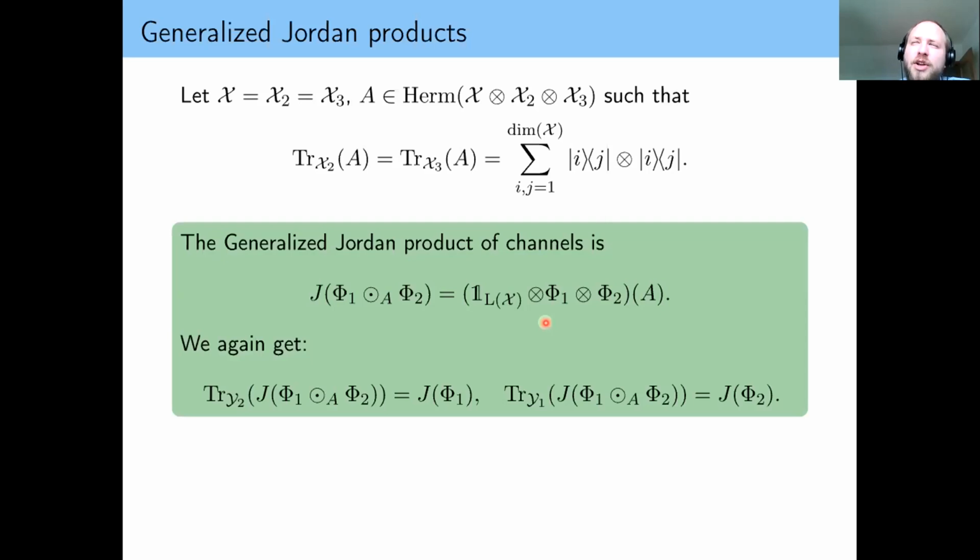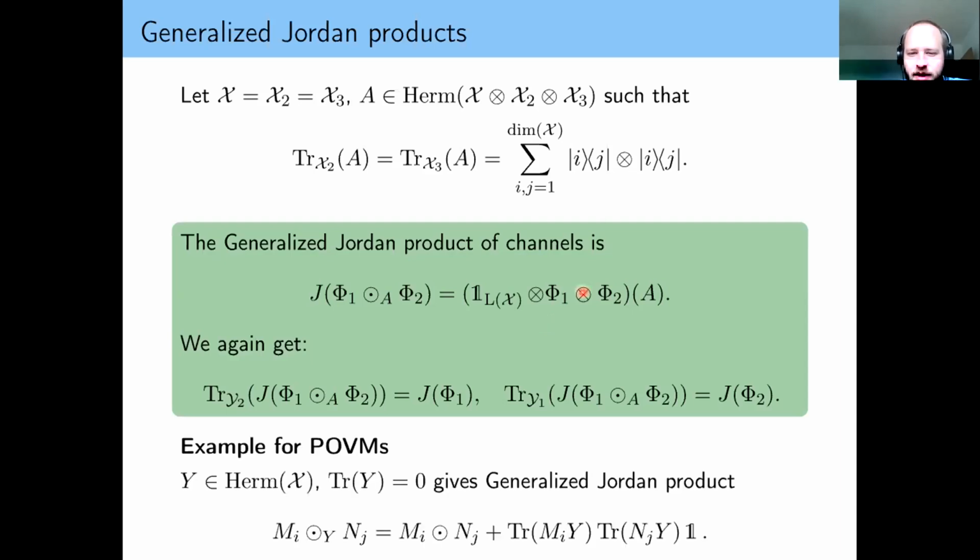So we can generalize this guess and we can generate more and more Jordan products of channels. One example that I find quite illustrative is to look at what this does to POVMs. And this is by no means the most general form that you can get for POVMs. This is just a very simple example, simplified as much as possible.